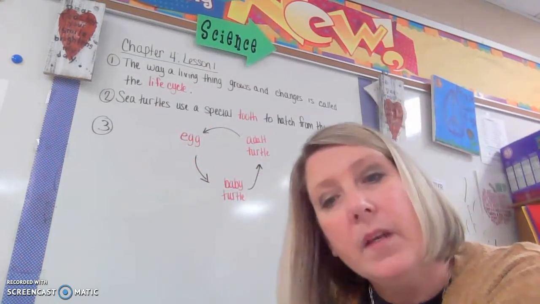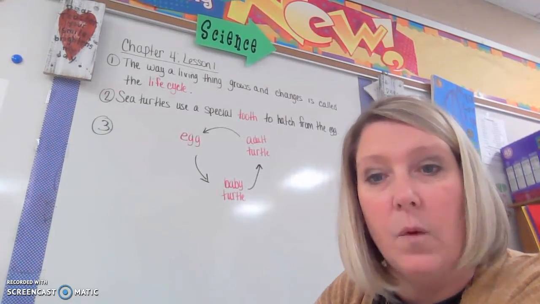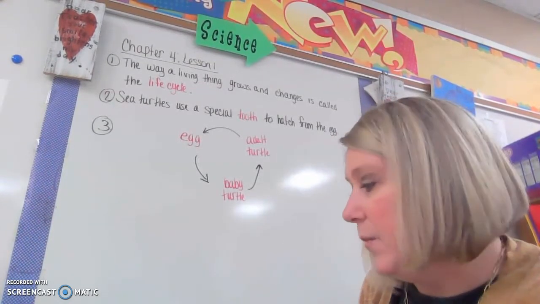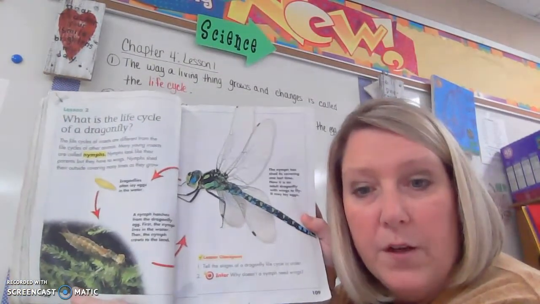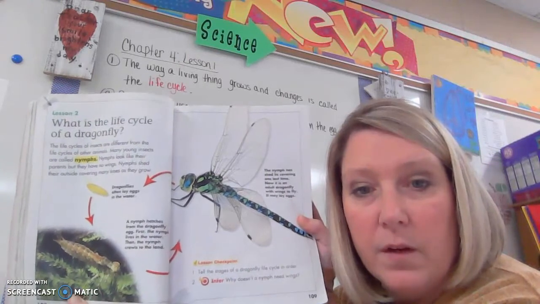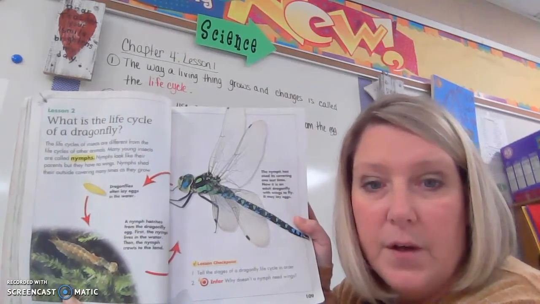Today we're on lesson 2. It can be found on pages 108 and 109. So go ahead and get those science books out and get them open. This is what pages 108 and 109 look like. We are going to talk about the life cycle of a dragonfly today. So go ahead and get there.